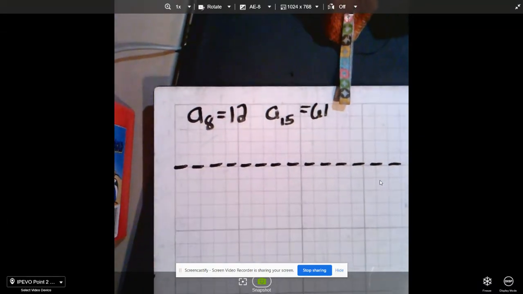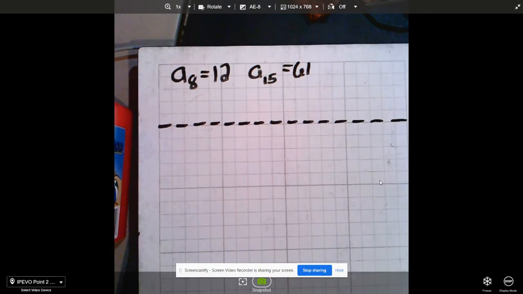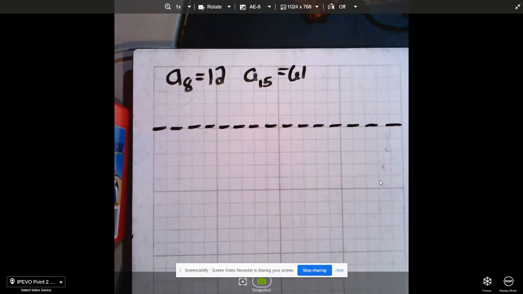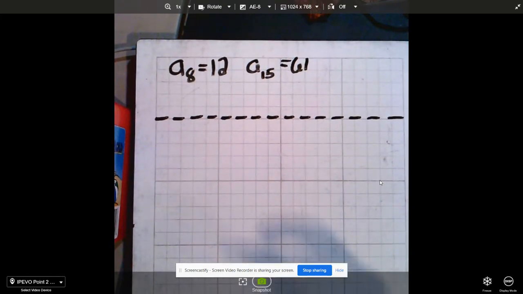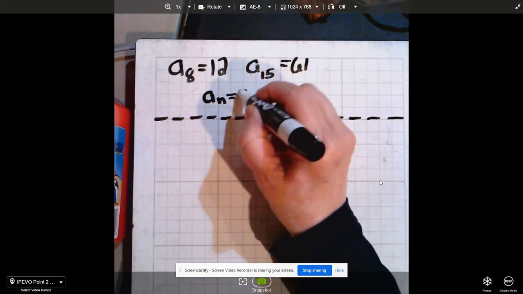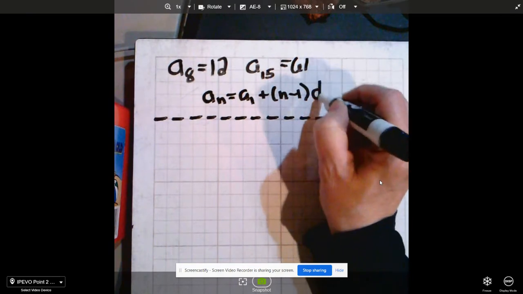All right, so we're going to talk about number 3B on sequence 1. They tell you that A8 is 12 and A15 is 61, and they want you to write a rule. So remember, the equation is AN equals A1 plus N minus 1 times D.